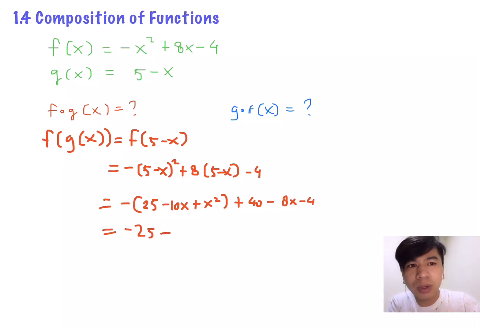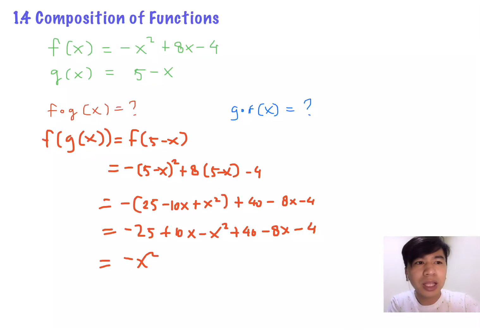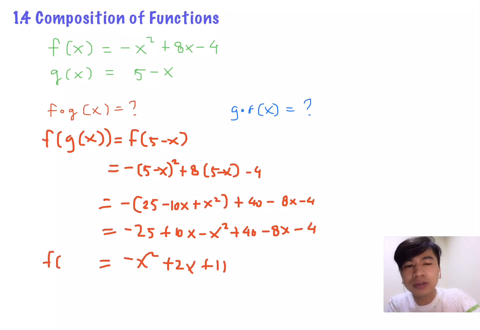Let's simplify this. Negative 25 plus 10x minus x squared plus 40 minus 8x minus 4. Let's begin with the x squared, negative x squared, and then we'll have 10x minus 8x, that will be plus 2x, and then 40 minus 4 minus 25, that will be plus 11. So this is the f of g of x.